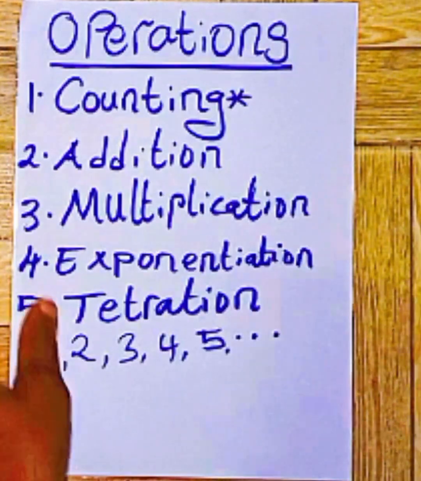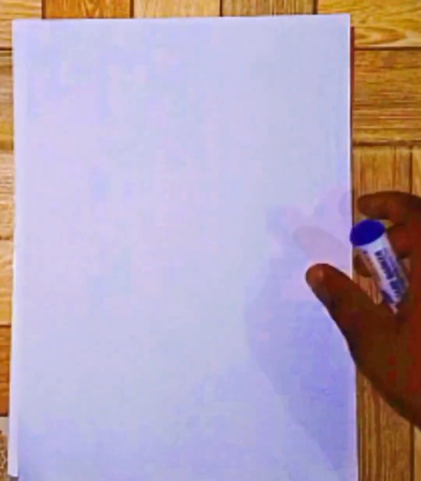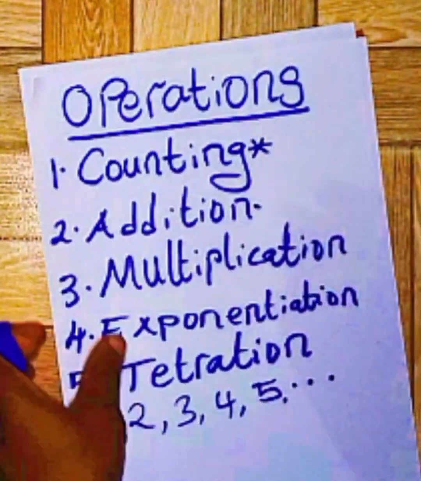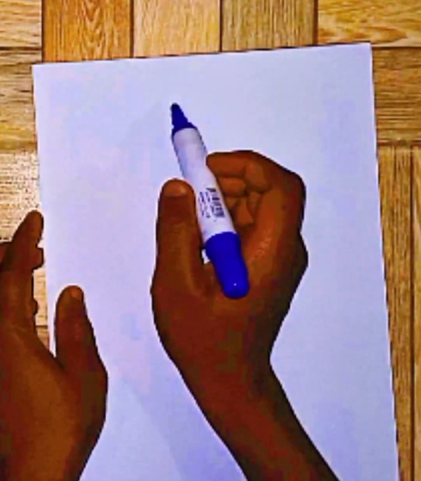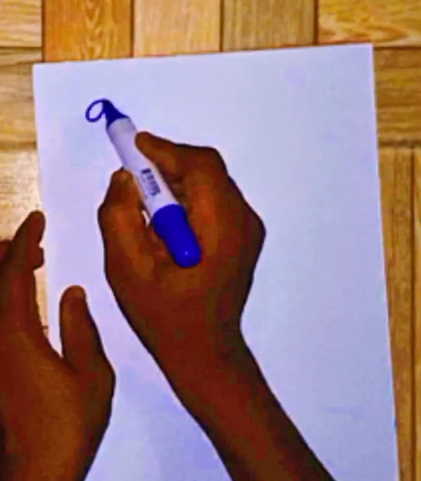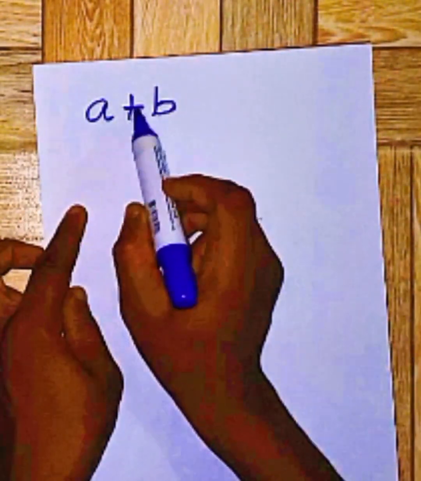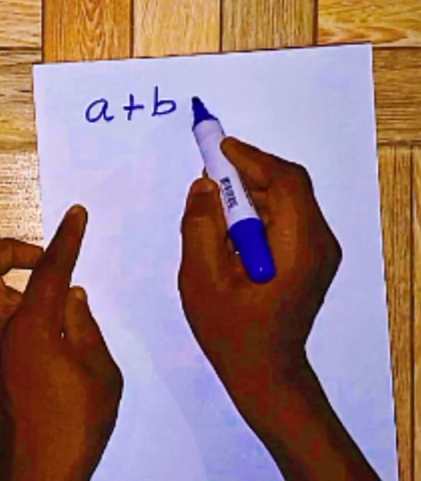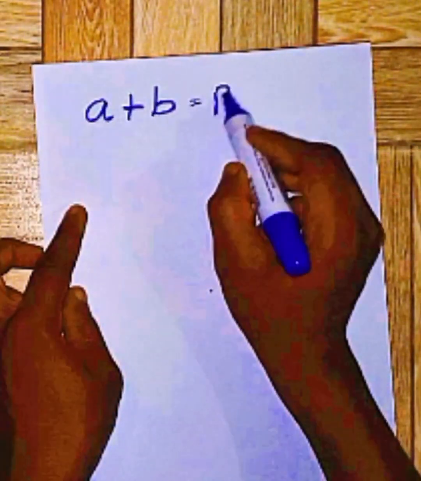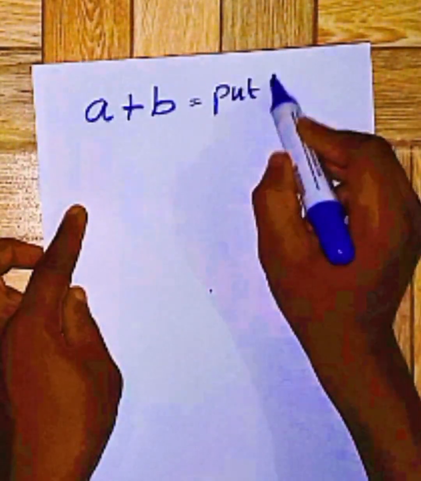But then let's talk about addition. Okay, this is the next one. Now, addition is simply putting two things together. So when you have two quantities or numbers, you put them together. So let's say you have a quantity A and you want to put it together with B. This is the symbol you use, addition. So addition simply means put together.